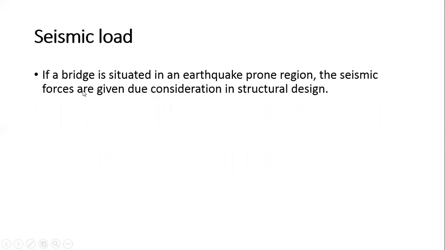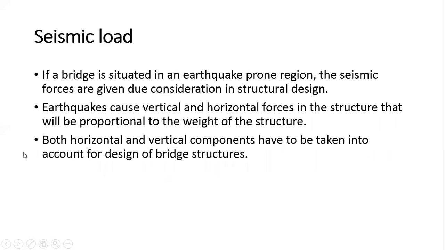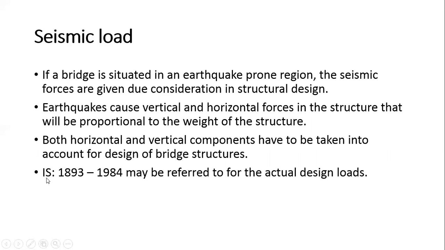Now come to the seismic load. If the bridge is situated in an earthquake-prone region, the seismic forces are given due consideration. Earthquake causes either horizontal motion or vertical forces in the structure that are proportional to the weight of the structure. Both horizontal and vertical components have to be taken into account for the design of bridges. For this we consider the code IS 1893. This code is revised; this is the old version, and the 2016 version may be referred to for the actual design codes.